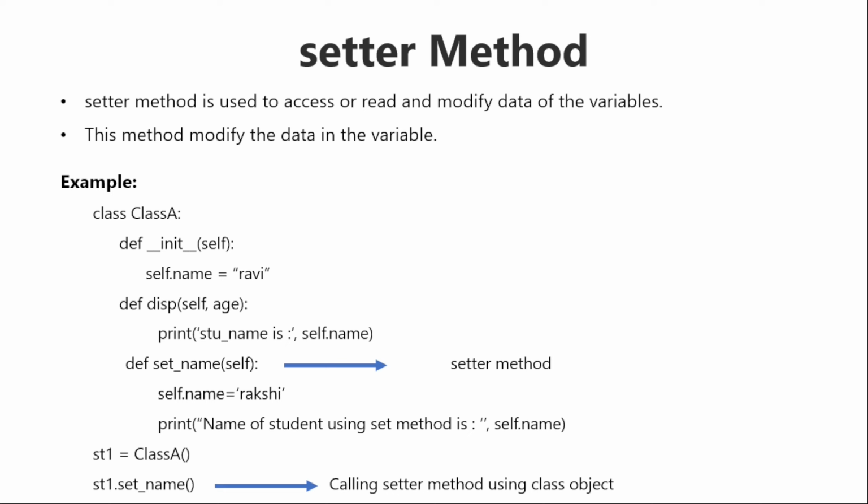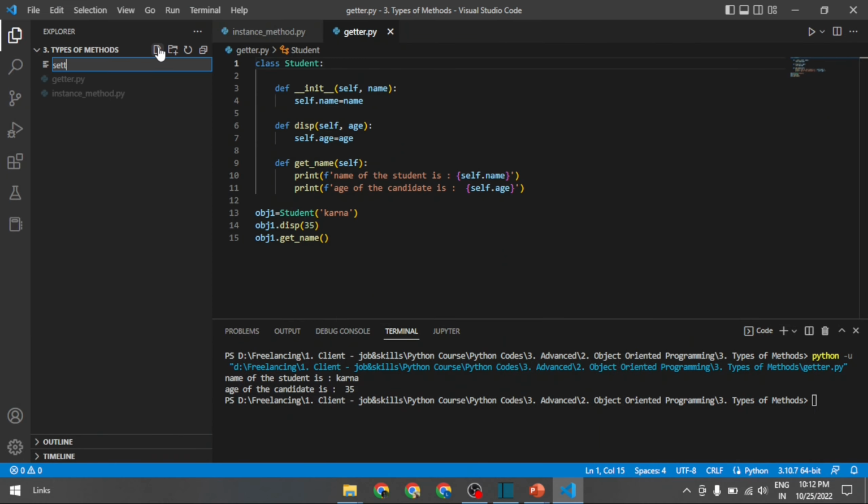Now setter method. Setter method is used to access or read and modify the data of the variable. This method modifies the data in the variable. For example, we have in class A def init self, self dot name is equal to Ravi. In constructor we have an instance variable. In this function we have defined the age as well, and in the setter name we are modifying his name, where Ravi is modified to Rakshi and we are printing his name, and I'm finally calling the setter method. So let us try to execute the setter method.